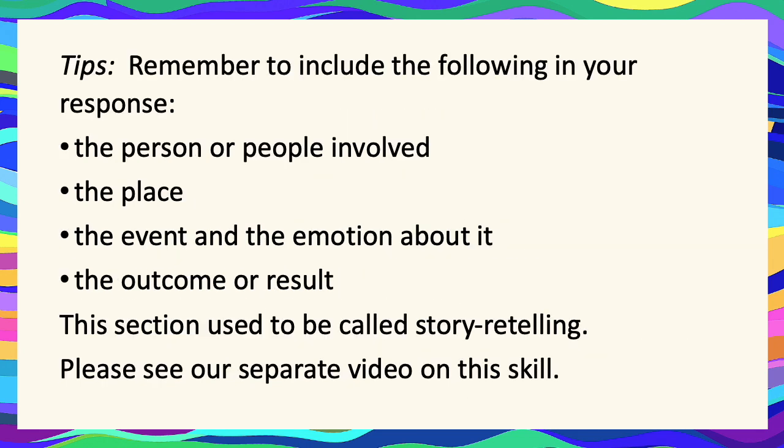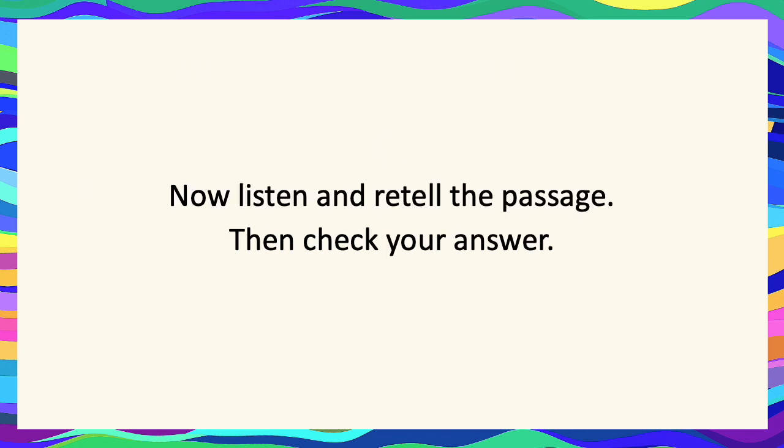Here are some tips. Remember to include the following in your response: the person or people involved, the place, the event and the emotion about it, and the outcome or result. This section used to be called story retelling. Please see our separate video on this skill. Now listen and note the person, place, action, and outcome, and then retell the passage. Then check your answers.